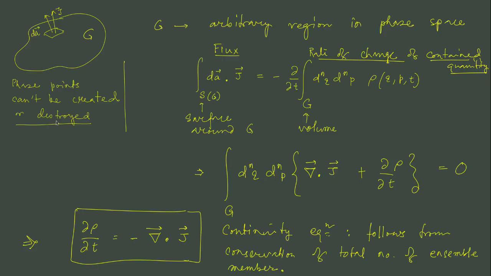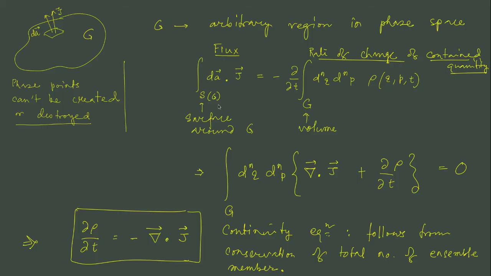A big assumption in writing this is that phase points can't be created or destroyed. So the phase points follow a trajectory, and this trajectory has no beginning or end. As such, in a given volume G, the particle must have entered through some trajectory, and then it will leave G at a later time using the same trajectory. So a trajectory can't start inside.